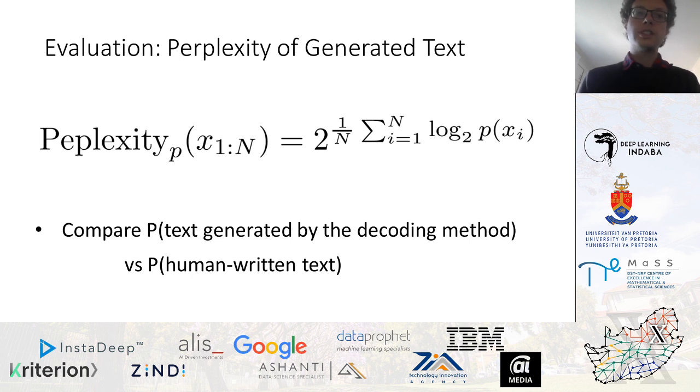Our first evaluation is perplexity, which is a normalized measure of the probability that the model assigns to text passages. Perplexity is the standard metric for evaluating the quality of language models. We use perplexity to compare the quality of text generated by the various decoding algorithms to that of human written text. In this evaluation, the closer the perplexity of generated text is to human written text, the better the quality of the generated text.